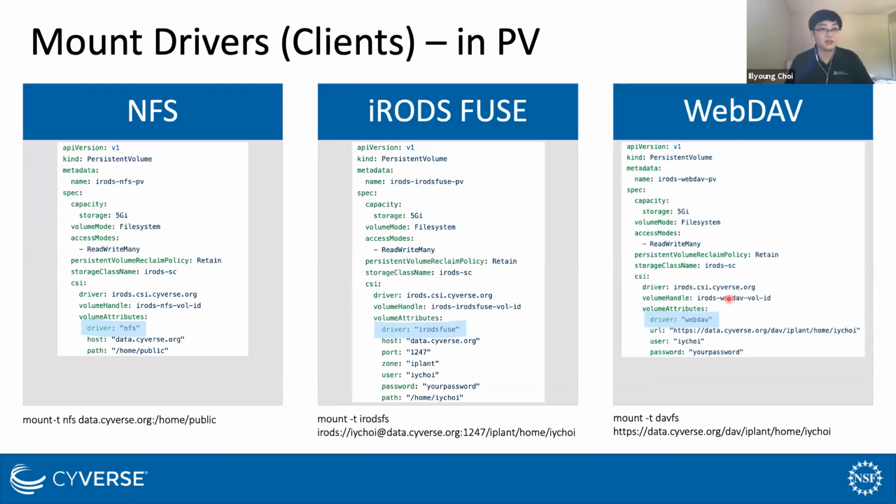In iRODS CSI driver, iRODS connection and authentication information is configured in persistent volume object. Here are three examples of persistent volume objects that use three different iRODS clients. Since CSI relies on file system mount in Linux and Unix, only these three iRODS clients that support file system mount can be used in the CSI driver.